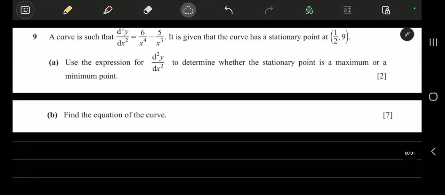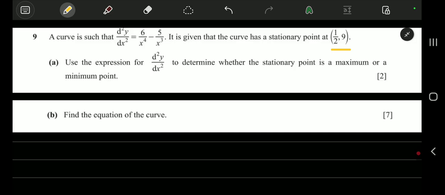Okay, question 9 says a curve is such that the second derivative is this. It is given that the curve has a stationary point at this point, (1/2, 9). Use the expression for the second derivative to determine whether the stationary point is a maximum or a minimum.